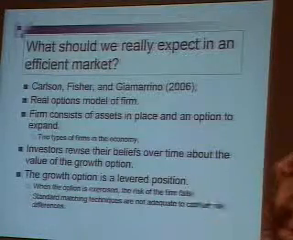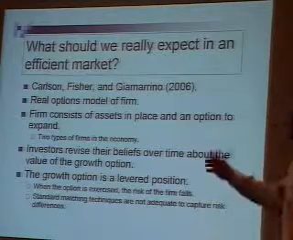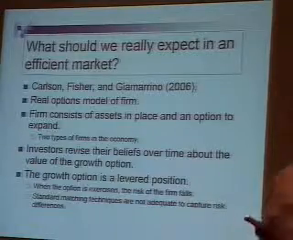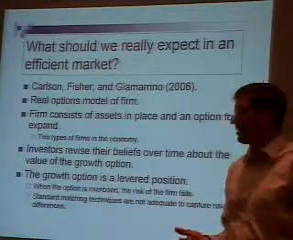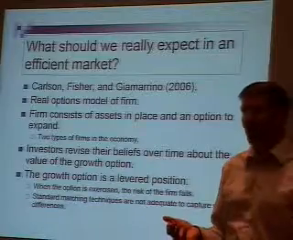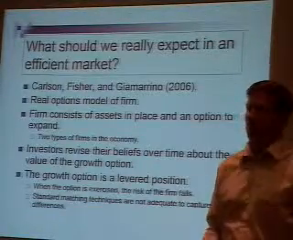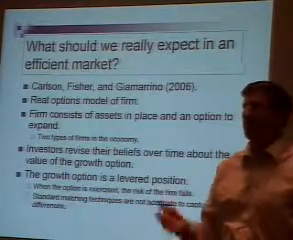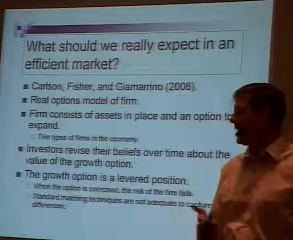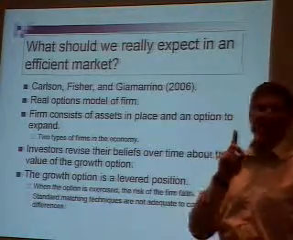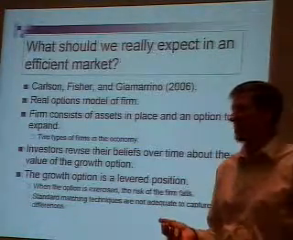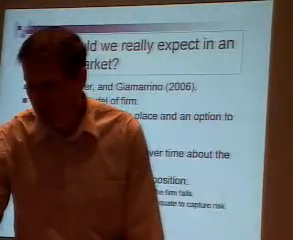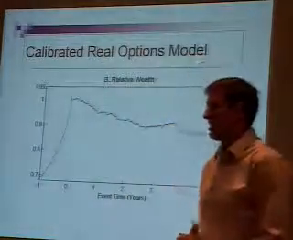Looks a lot like Myers and Majluf's original setup. Investors will revise their beliefs over time about the value of the growth option. And then the key insight they had was that the growth option is a levered position in the underlying assets of the firm. When firms invest to exercise the growth option, the leverage falls, which means the equity beta falls, and we observe, relative to a matched firm that has not yet exercised its growth option, what appears to be long-run underperformance. Well, how successful is this model at replicating the stylized facts?